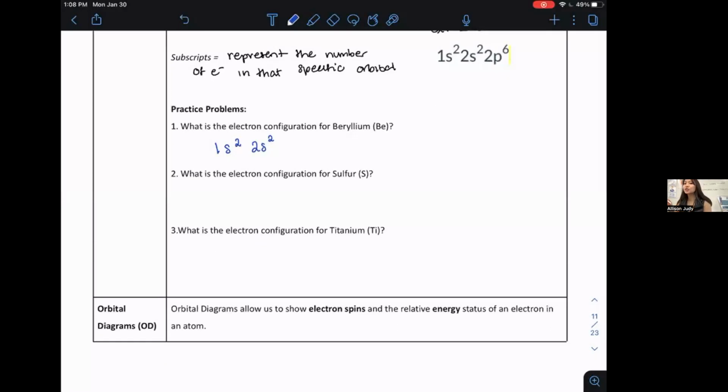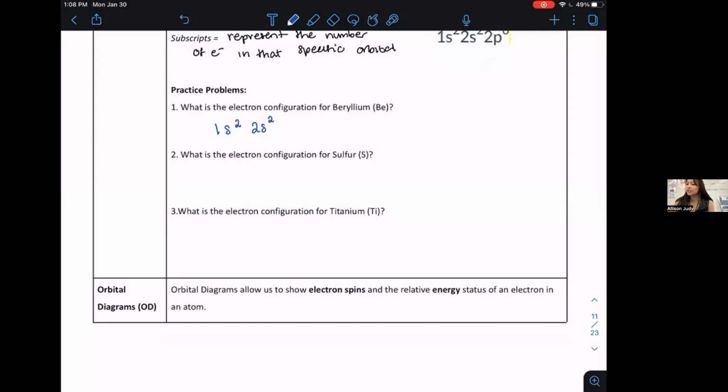All right, so sulfur. Okay, what did we get for sulfur? Could somebody tell me the electron configuration for sulfur? Damn. You made eye contact. It was a mistake. Go.